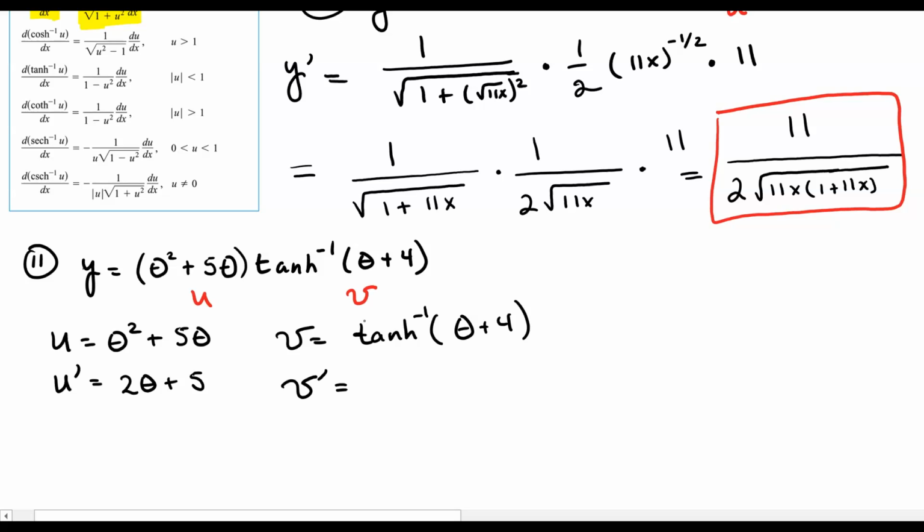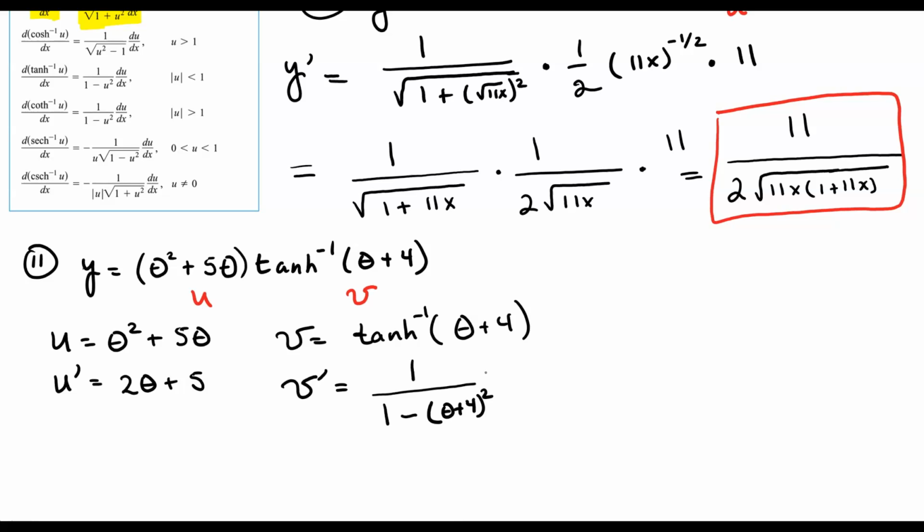So we say then it is 1 over 1 minus u squared du dx. Okay, so this one is actually not terribly difficult, but let's figure this out together. I'm going to say then I have 1 over 1 minus, and in this case my u being theta plus 4 quantity squared. Okay, so I have something that looks like that right there.